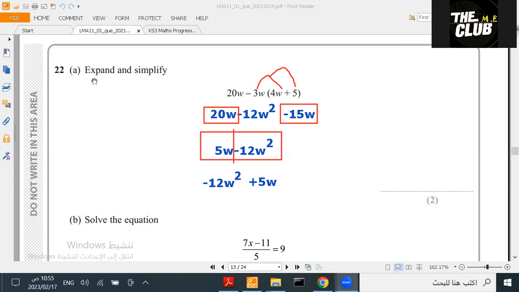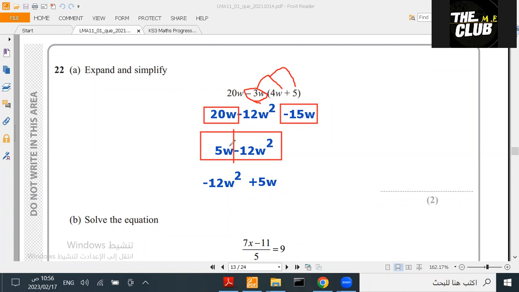As we said, we have to expand and simplify. Expand means we take this and multiply it inside the bracket. I write the 20W as it is. Here, negative 3W times 4W. We multiply the numbers first, negative times positive gives negative, 3 times 4 is 12, and W times W gives W squared, because when you multiply same base numbers you add the powers. Power of 1 and power of 1 gives power of 2. Then negative 3W times 5 is negative 15W, and the W has no partner, so it comes down as it is.